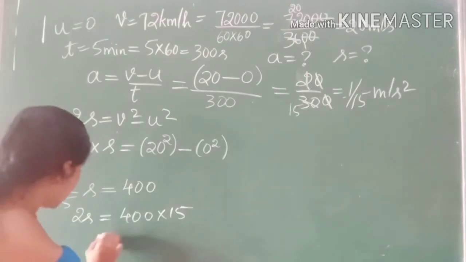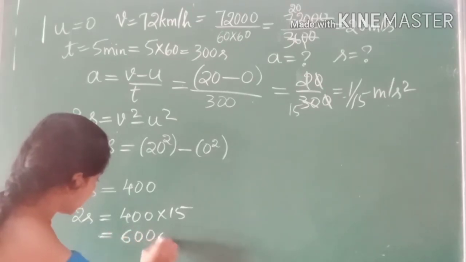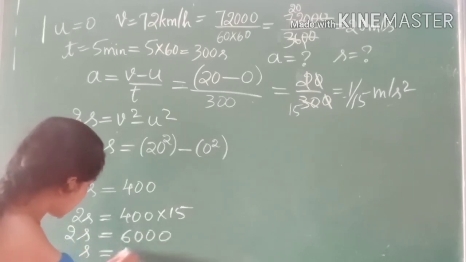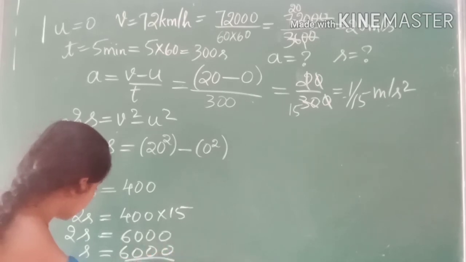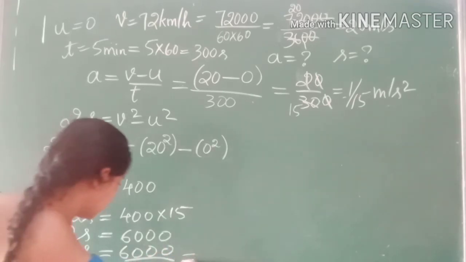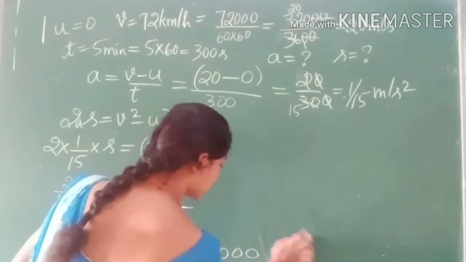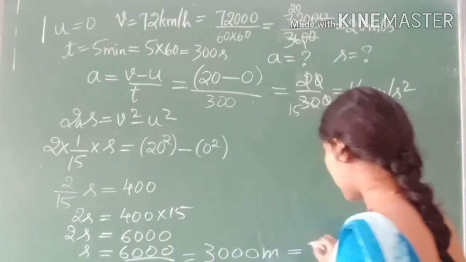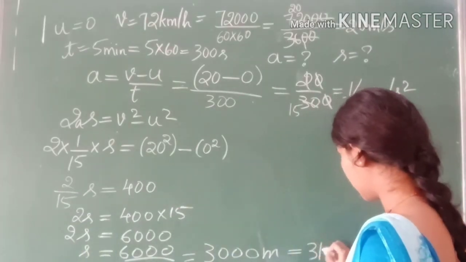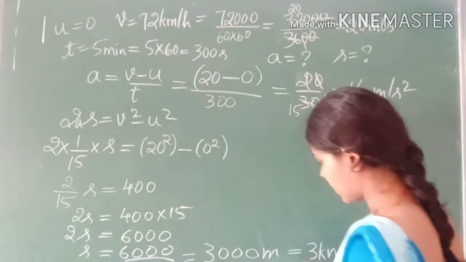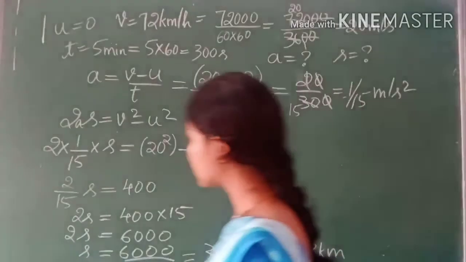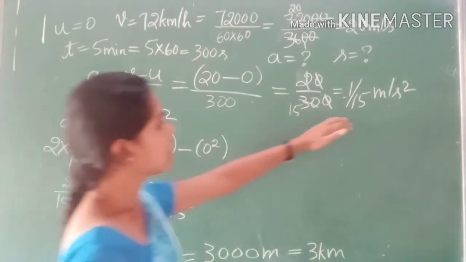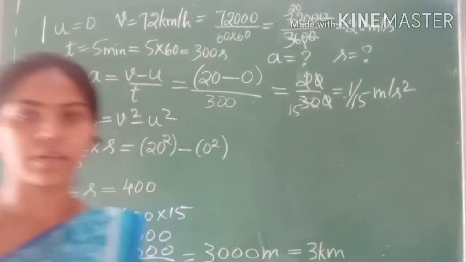Then 2s is equal to 400 into 15. So 15 fours are 60, so 6,000. 2s is equal to 6,000. s is equal to 6,000 divided by 2. That is equal to 3,000 meter. You can write it as 3 kilometer. 3,000 meter means 3 kilometer. So the distance attained by the object is 3 kilometer and the acceleration is 1 by 15 meter per second square.